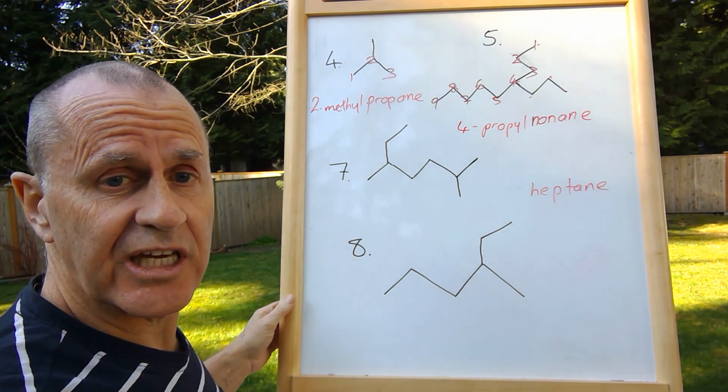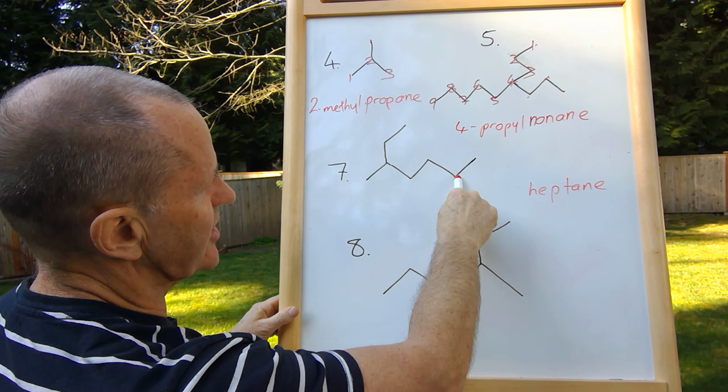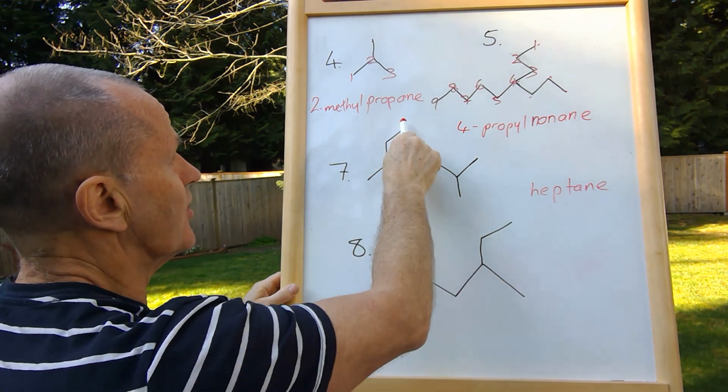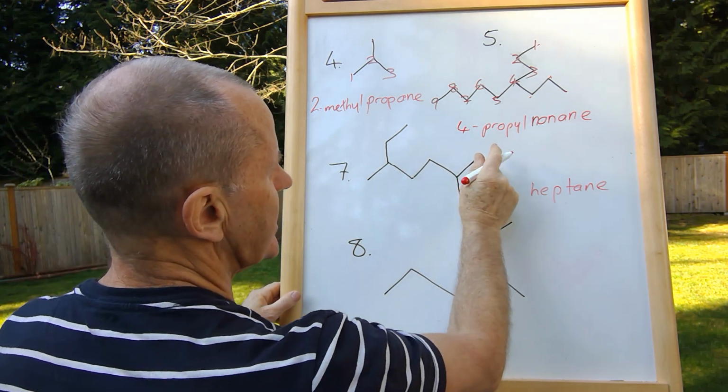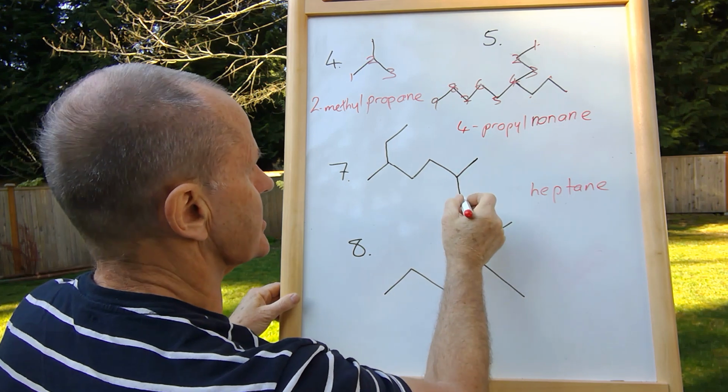But where should we count it from? The answer is here, because the first functional group comes on number 2, whereas if we did it this way, the first functional group would come on number 1, 2, 3. So we start here. We could start from there, or we could start from there. It doesn't make any difference. Let's start from here.